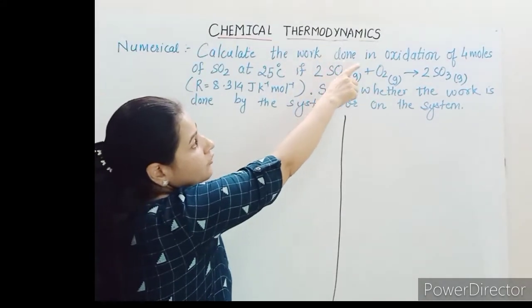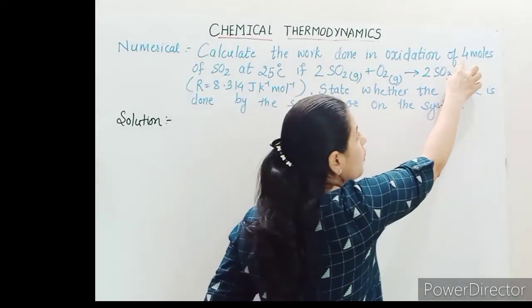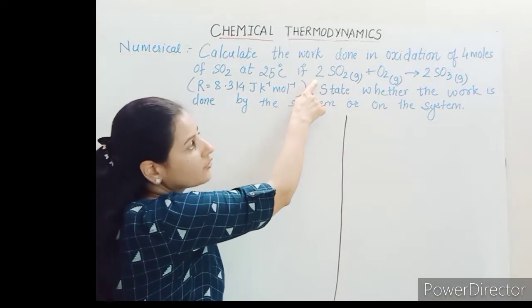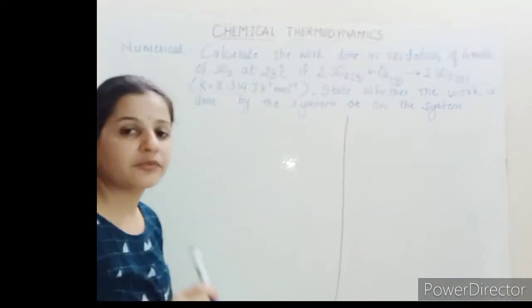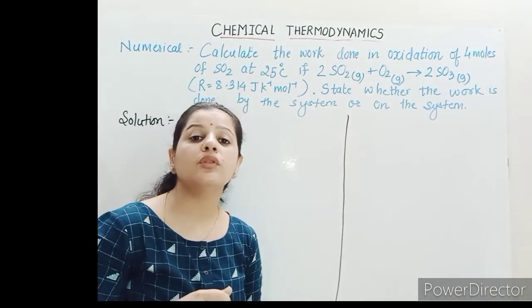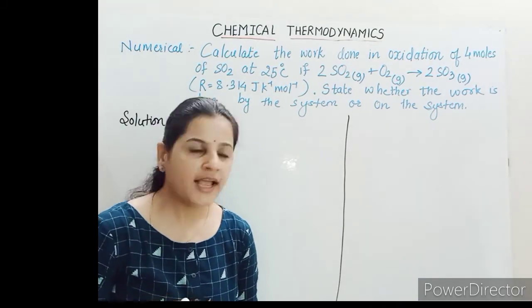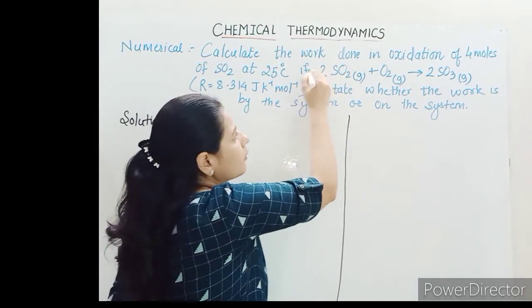We have to calculate the work done in oxidation of 4 moles. मतलब यहाँ पर तो 2 ही moles है SO2 के, but we have to find out the oxidation for 4 moles. तो सबसे पहले हमें क्या करना होगा? We have to write down the reaction for 4 moles of SO2 with the help of this reaction.